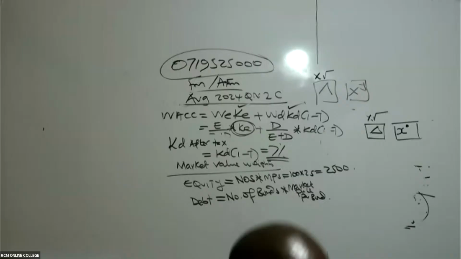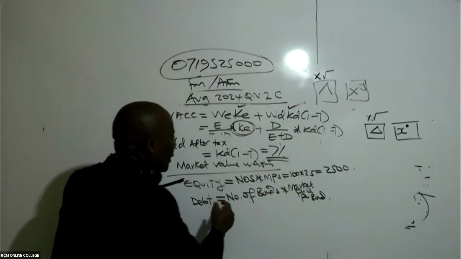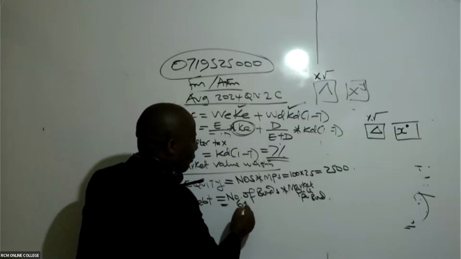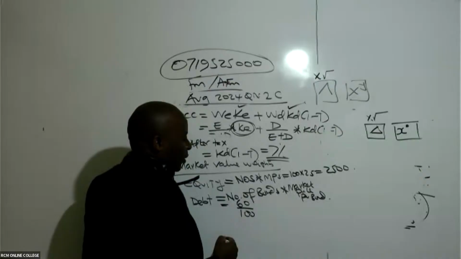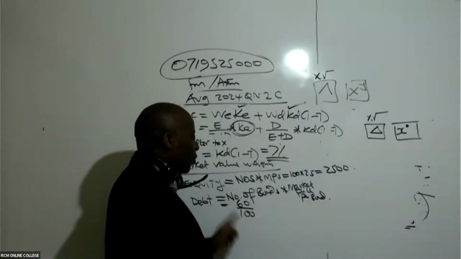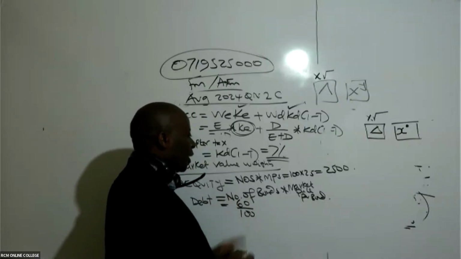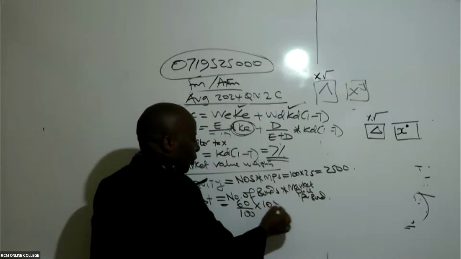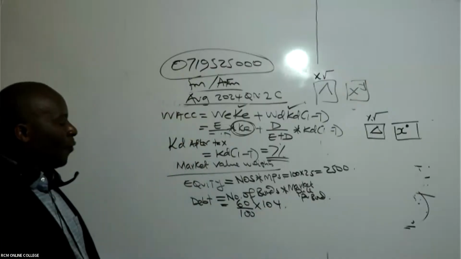What I will do, ladies and gentlemen, to get the number of bonds, is take the bond value, which is 60, divided by the par value, times the market value, which is 104.